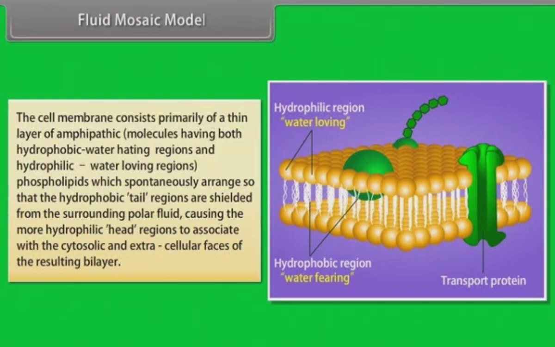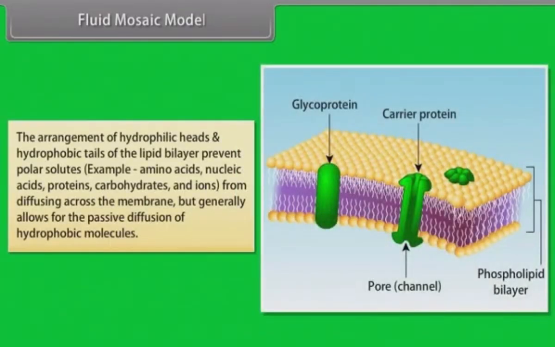phospholipids, which spontaneously arrange so that the hydrophobic tail regions are shielded from the surrounding polar fluid, causing the more hydrophilic head regions to associate with the cytosolic and extracellular phases of the resulting bilayer. The arrangement of hydrophilic heads and hydrophobic tails of the lipid bilayer prevent polar solutes, example, amino acids, nucleic acids, proteins, carbohydrates, and ions from diffusing across the membrane, but generally allows for the passive diffusion of hydrophobic molecules.